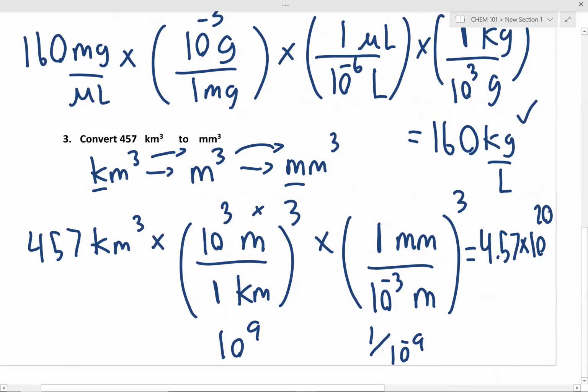And then what are our units? Millimeters cubed. Perfect. And that's the end of this set of unit conversions.